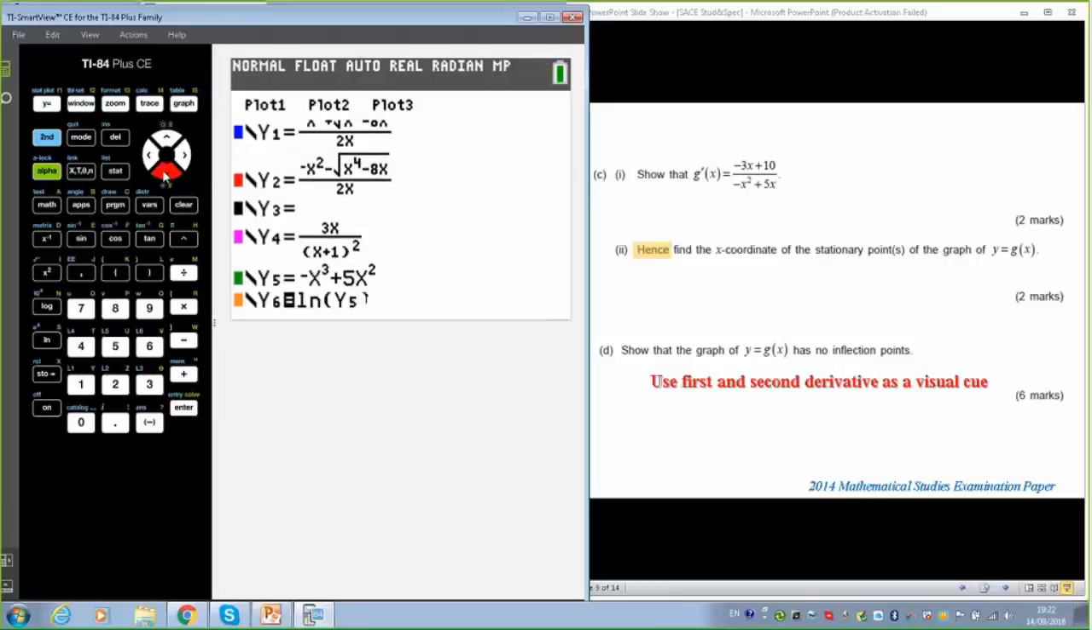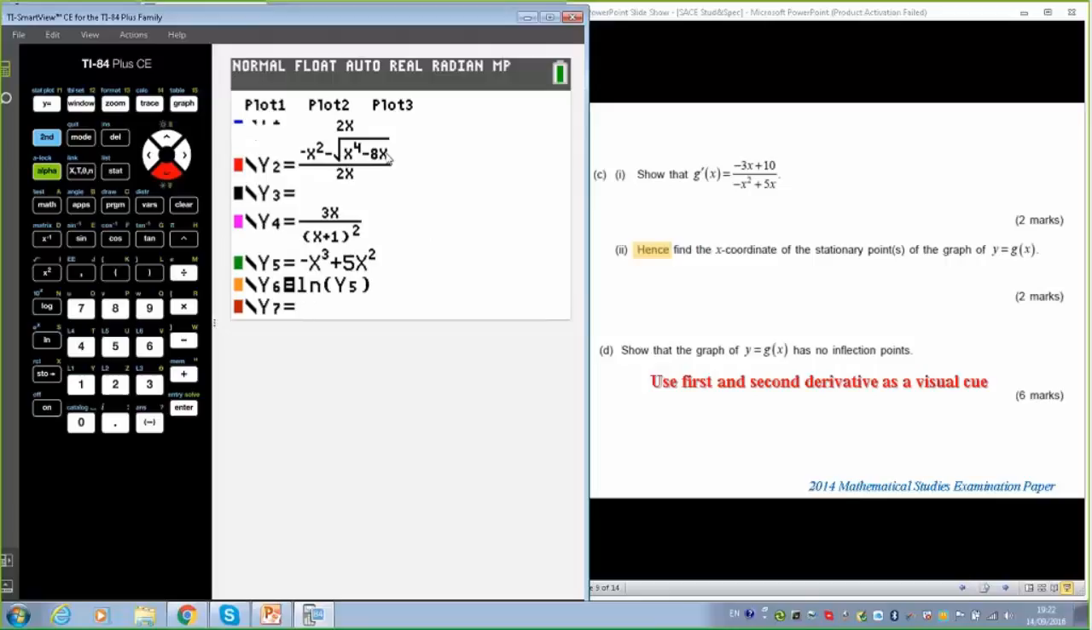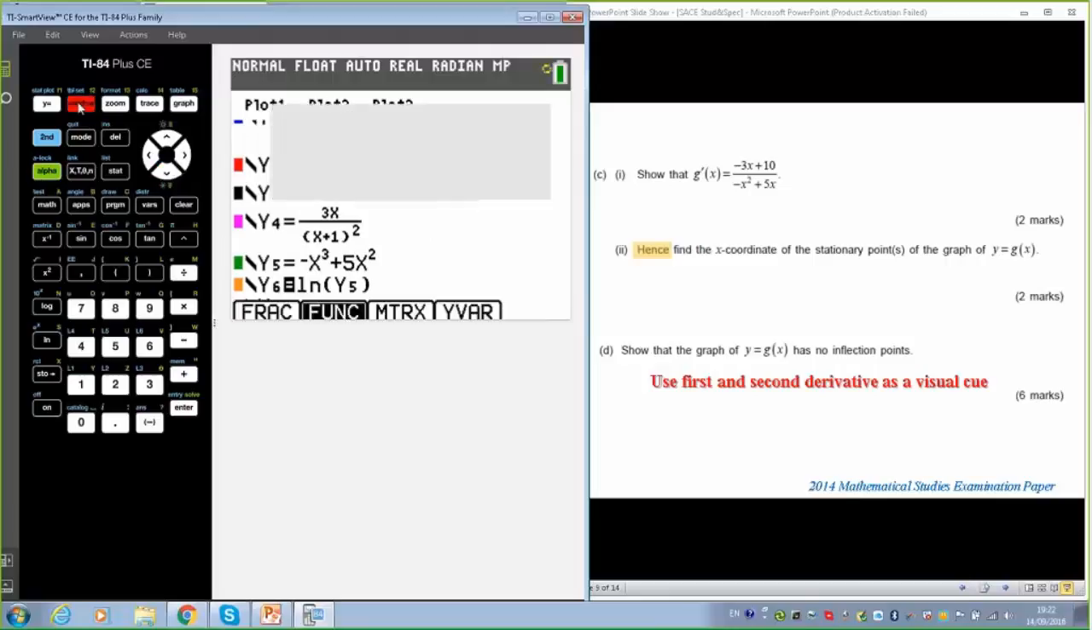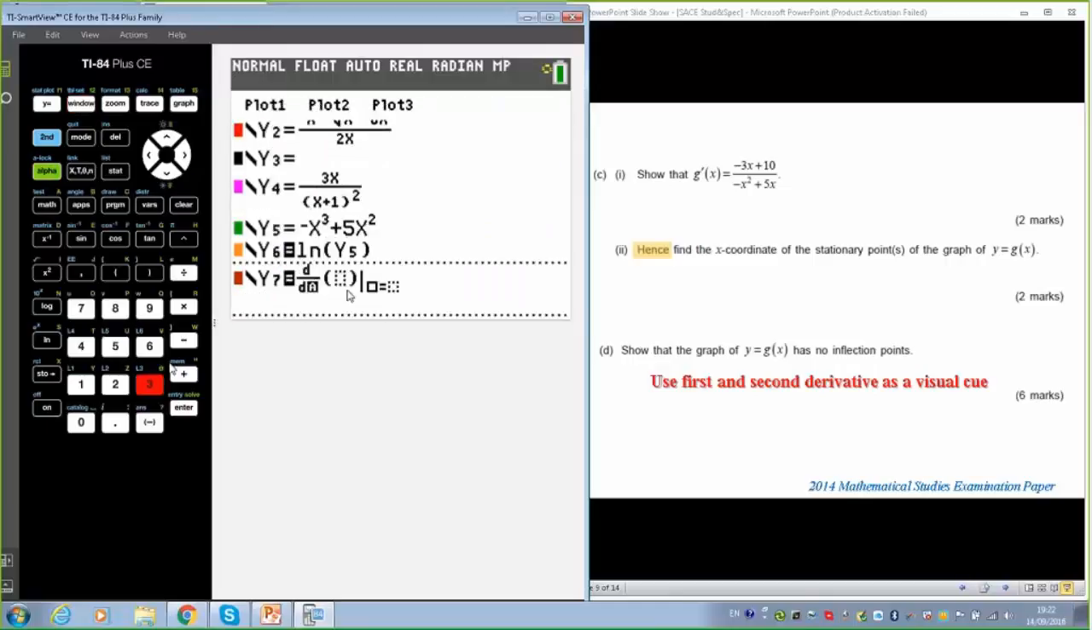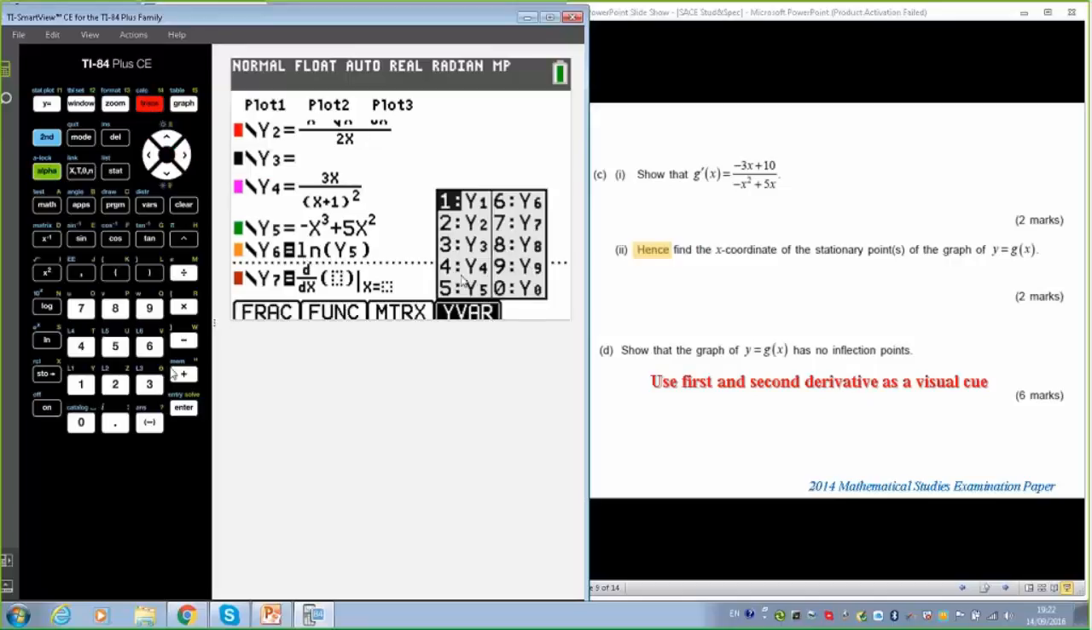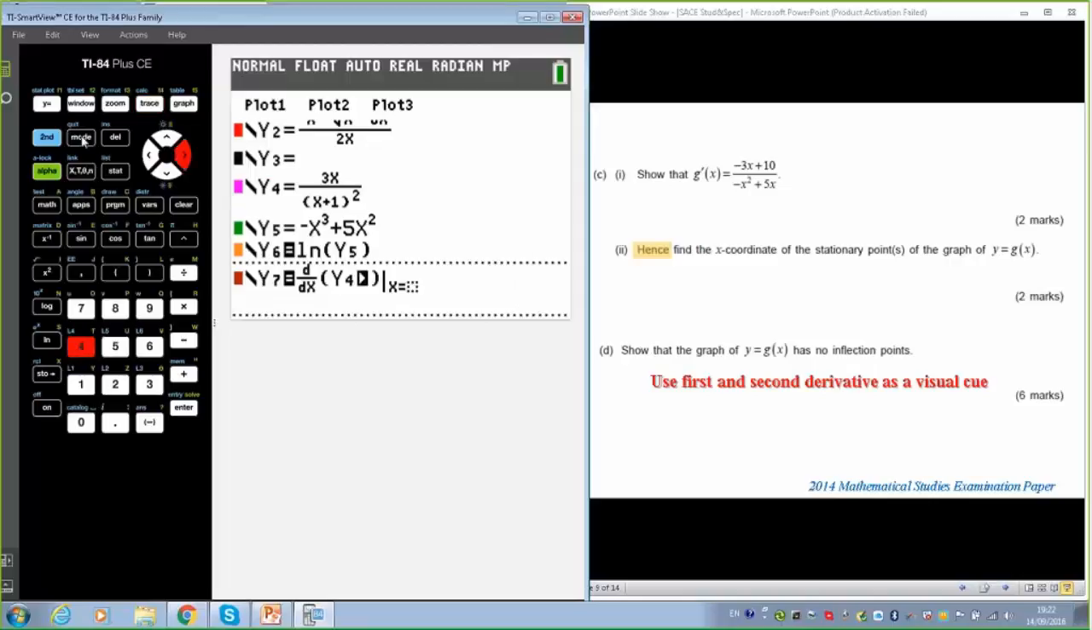There's my y6. So I'm going to do the first derivative. To do that, we use the quick keys again. There's the derivative. And we want the derivative of y6, again alpha f4. This is the new operating system for both the 84 Plus and the 84 Plus CE. And we want it for all values of x, not just one specific value. We're not finding a specific value for the gradient. We want it for the general case, so that's that.